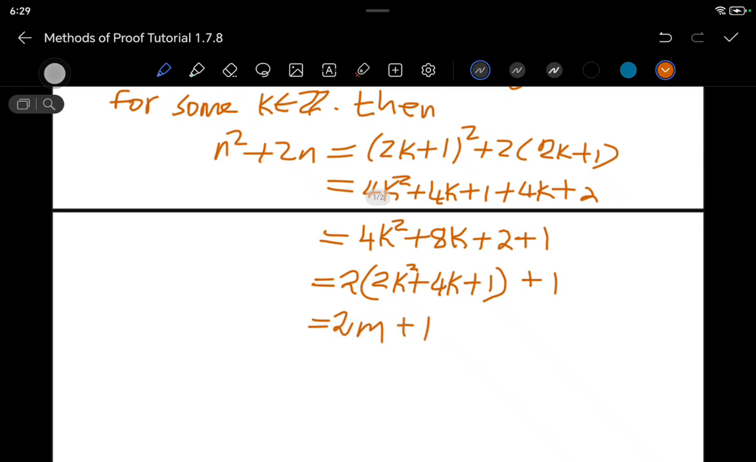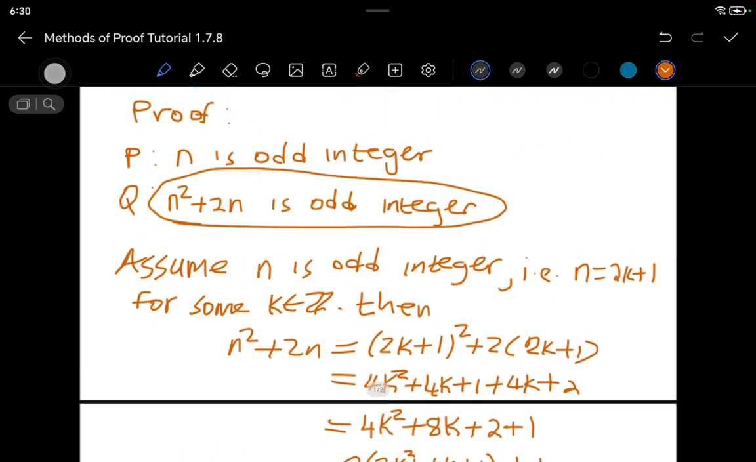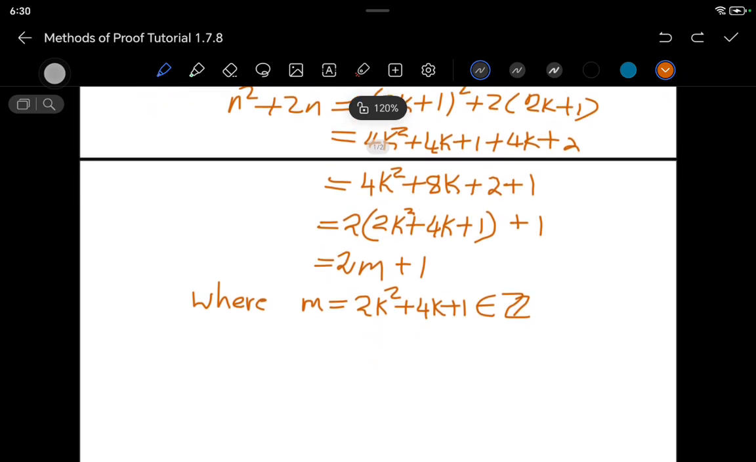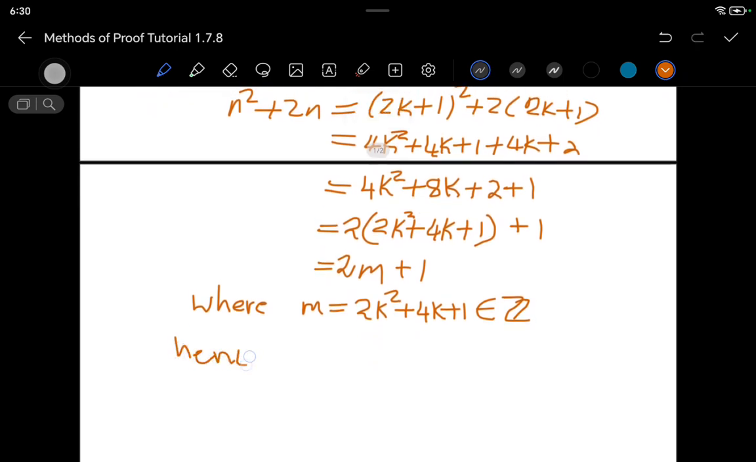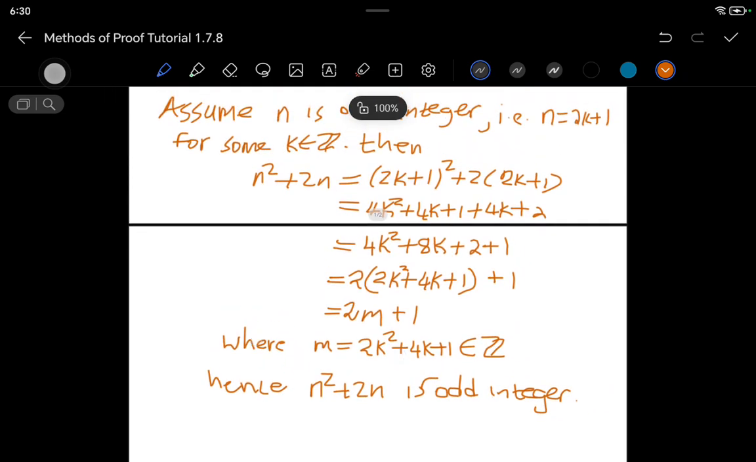Km plus 1, where m is also 2k squared plus 4k plus 1, which is an element of an integer. Then we saw that our conclusion said that this is an odd integer. Then we have to deduce and say that hence n squared plus 2n is an odd integer. You see, right? Now we have come up with that conclusion.